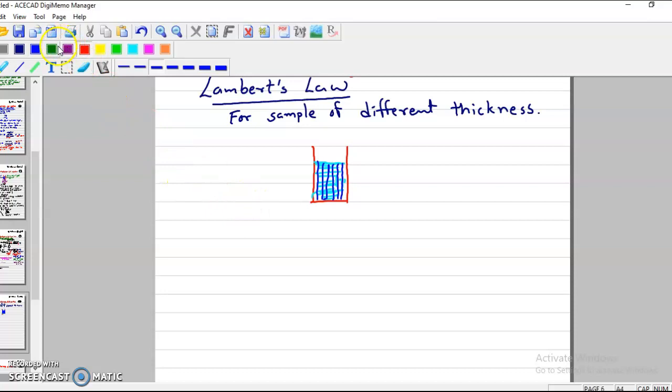Now the light which passes through this, UV visible light, particularly UV visible light, having certain intensity, is called I0. This is incident light. As the solution has a certain amount of concentration, the light which comes out through this will have a different intensity, and that we call I, and this light is called transmitted light.